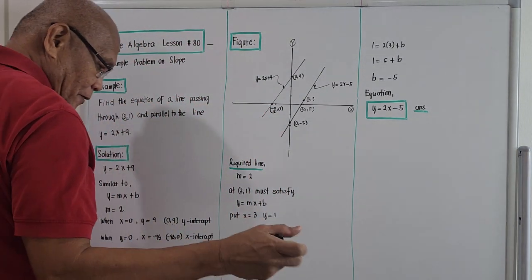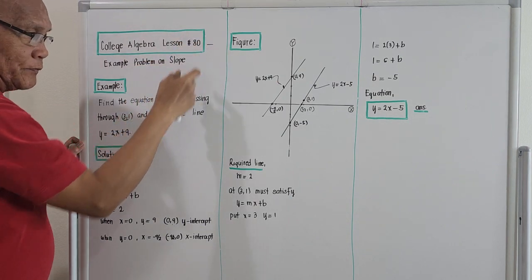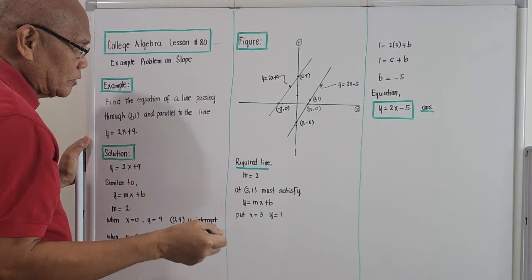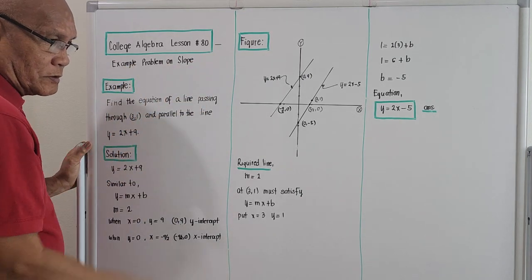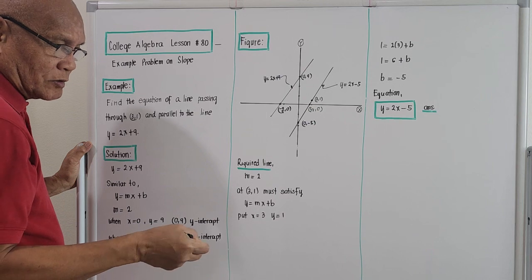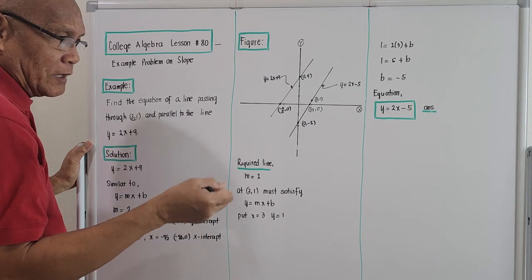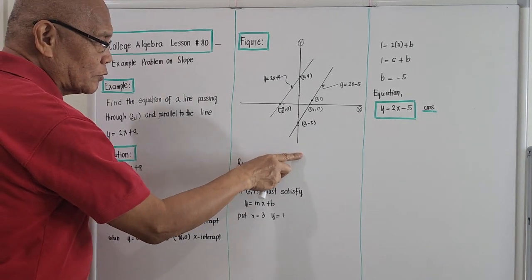My topic for this session will be college algebra, lesson number 80, and the title of the topic will be example problem on slope computations. Meaning the problem will be related to slope computations. Let's try to bring out an example problem for this morning.